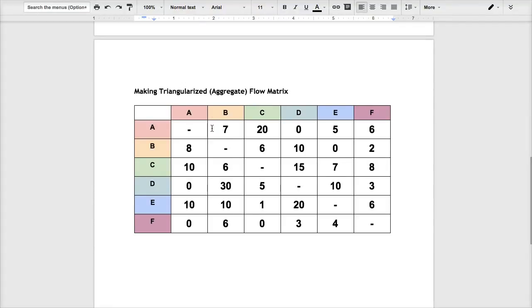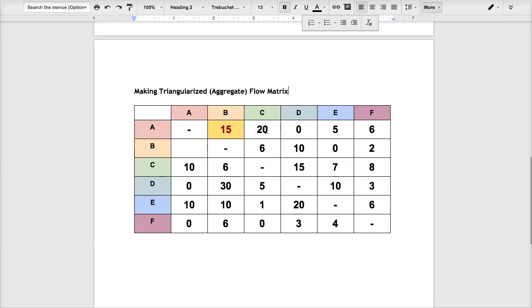For example, between buildings A and B, there's 8 people traveling, and between B and A, there's 7 people traveling. So the combined total of all of the traffic going between both of those buildings in both directions is 8 plus 7, and that equals 15. And every time that I add these different numbers together, I'm going to bring them over onto the top right hand side of the matrix. And this is what gives me this triangularized feel. And now it's a case of moving through each of those different pairs and doing the same process over and over again.